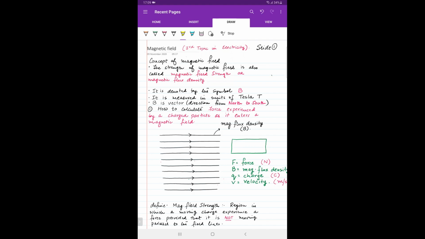क्या क्या चीजें डिस्कस करनी है ना, पहले बेसिक पॉइंटर्स देख लेना। So the name of the topic is essentially magnetic field, and regarding the working, that is the concept of magnetic field, पहले basic pointers बता दूं. So the strength of magnetic field is also called magnetic field strength, or it is sometimes referred to by the term magnetic flux density.